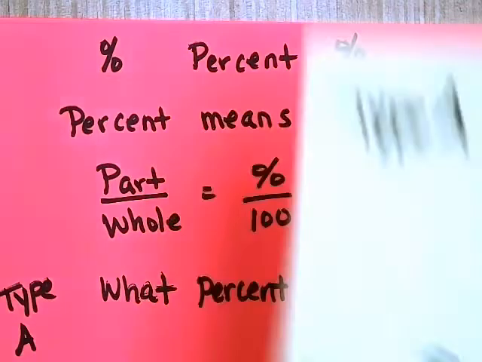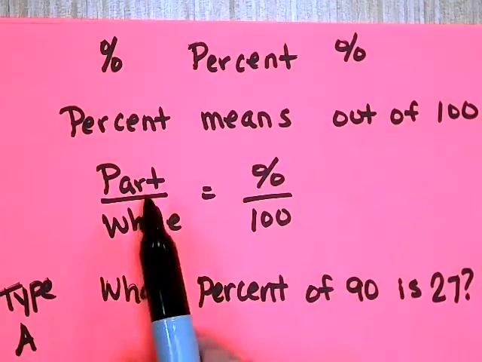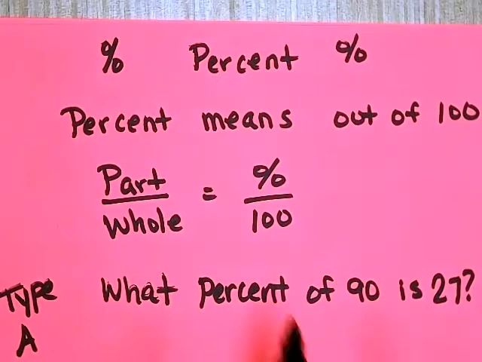Okay, Algebra 1, Lesson 4.3, percent. Percent means out of 100. We're going to use the ratio part out of whole is equal to percent over 100 to solve these problems.